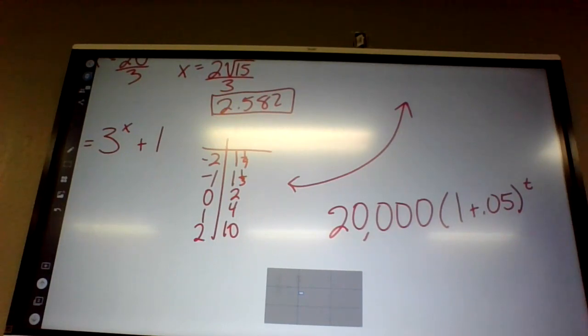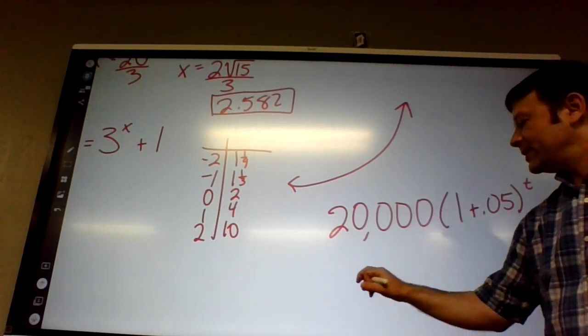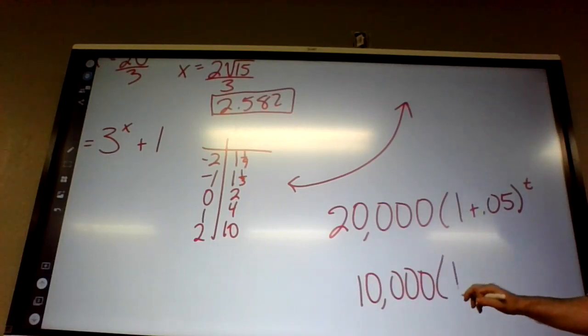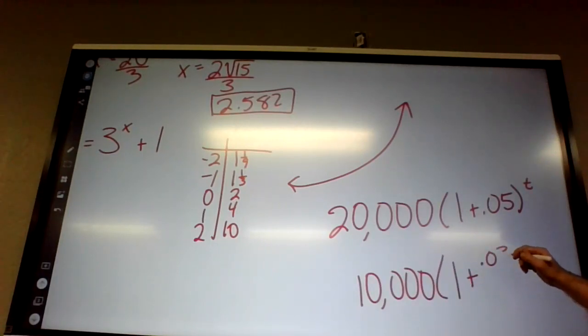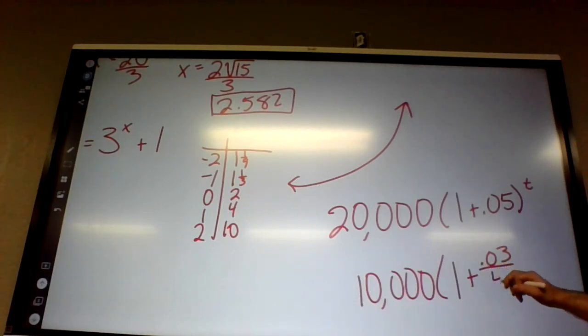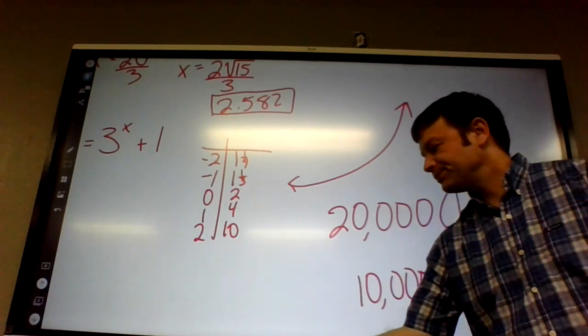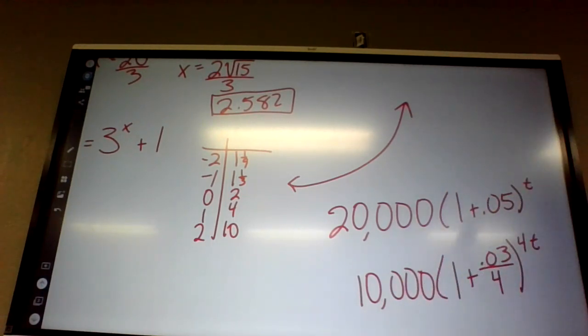And then there'll also be a compound interest problem. So, do you guys remember if you invest $10,000 at 3% interest and it's compounded quarterly? Wait, that's 4. So there will be a 4 there, 4 times T, and a 4 there. Okay, I know that's quick, but hopefully that just reminds you of what we've already done.